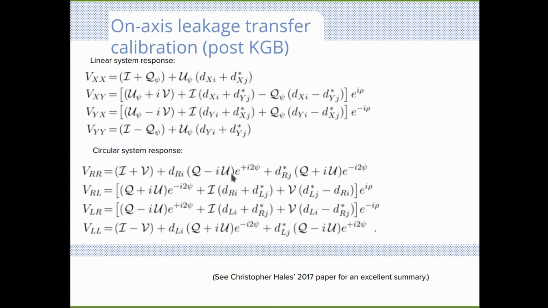Now, we also have parallactic angle, which is indicated here by this phi term. In the linear feed, this is a simple 2x2 rotation matrix. In a circular feed system, it is a complex exponential that is only affecting the off diagonal. So only the linear response of the system, not the diagonal response. It only comes into play once you start having leakages. If you want to see more discussion on this, please refer to Christopher Hale's 2017 paper. He really does an excellent job at summarizing this.